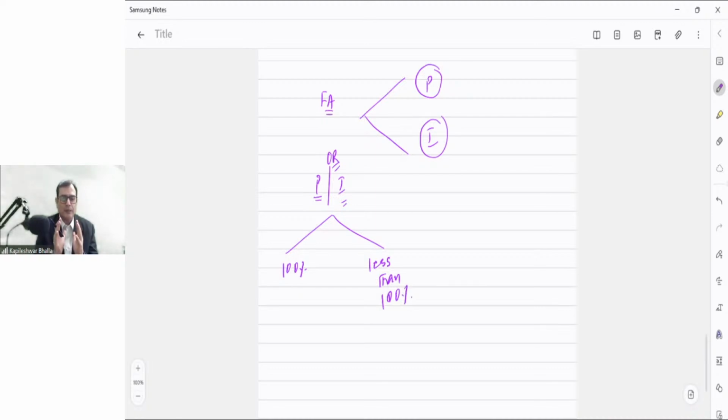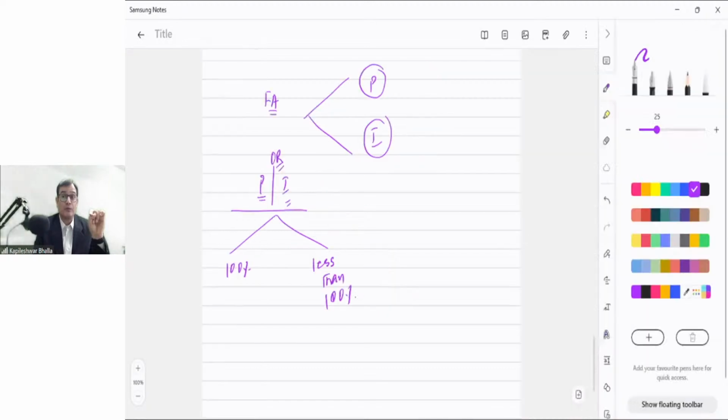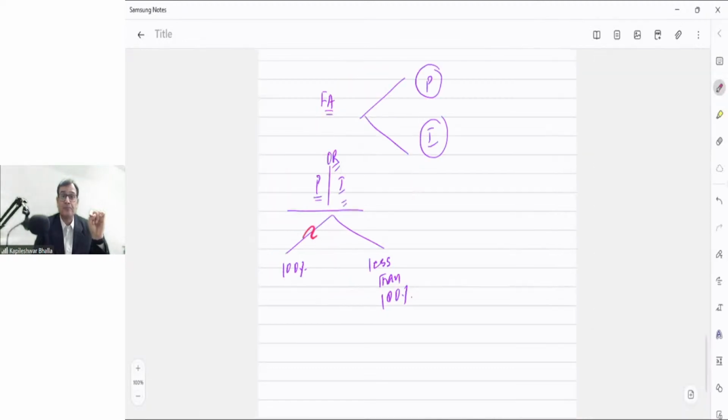You transfer the principal only fully. You transfer the interest only fully, or you transfer principal less than 100, or you transfer interest less than 100. I guess the chain is clear. Look at this combination very carefully. You transfer one of the two. What is important is you transfer one of the two. I think I'm highlighting this again. So you transfer any one, and you transfer it 100 or you transfer less than 100.